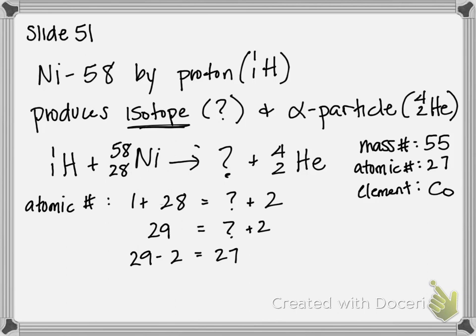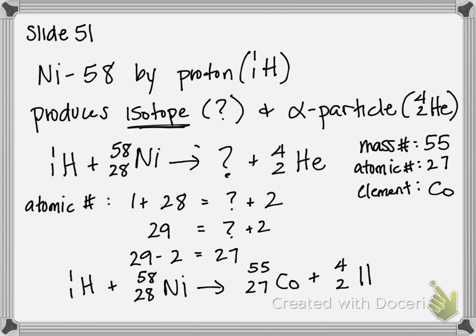So if I write my entire equation, it's going to be 1, 1 hydrogen plus 58, 28 nickel produces 55, 27 cobalt plus 4, 2 helium. And that is how to figure out the isotope produced by bombardment of another element. And there's your final answer.